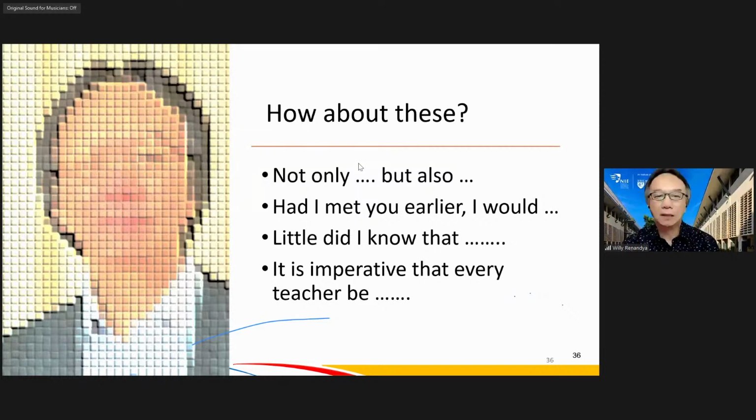This guy on the left-hand side, I think you know who this person is, has questions for you. If you have been teaching English for a while, then you know these grammatical constructions: not only, but also. Is that important for you to teach? Please tell me. Not only, but also. Had I met you earlier, I would. Little did I know that it is imperative that every teacher be given a higher salary or something like that. Do you need to teach this? Please tell me. Yes? No?